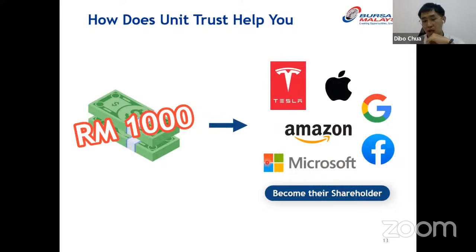So because of this, unit trust is a much easier way for you to invest, especially for students or maybe for starters. So you guys can really try unit trust to understand about investment. How is it like, and how does it affect your emotions and all this stuff? Okay.